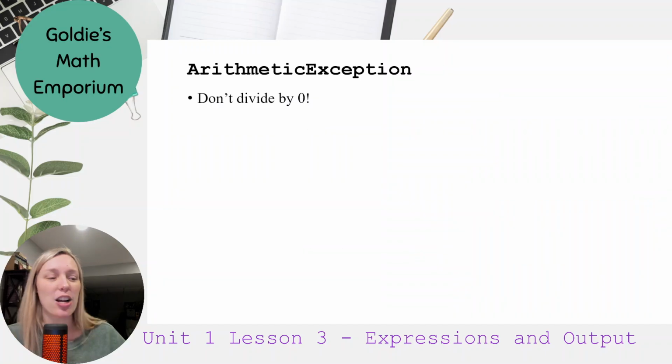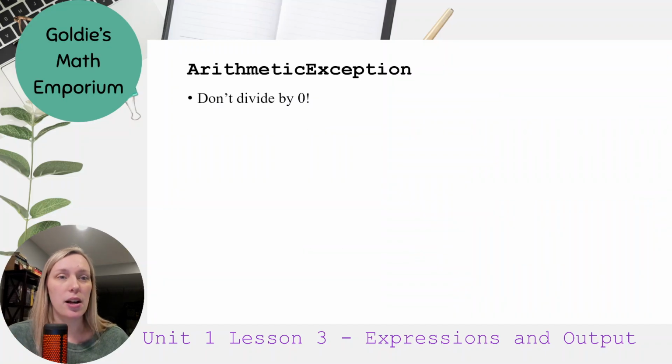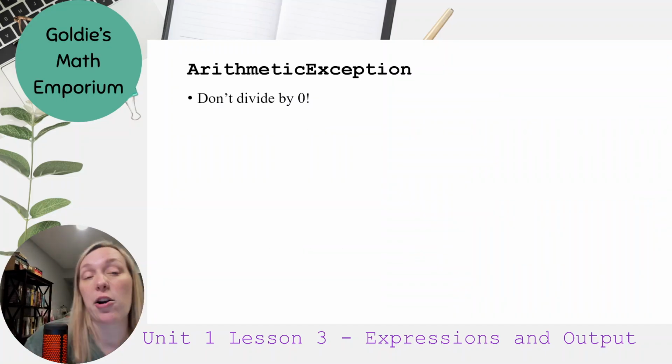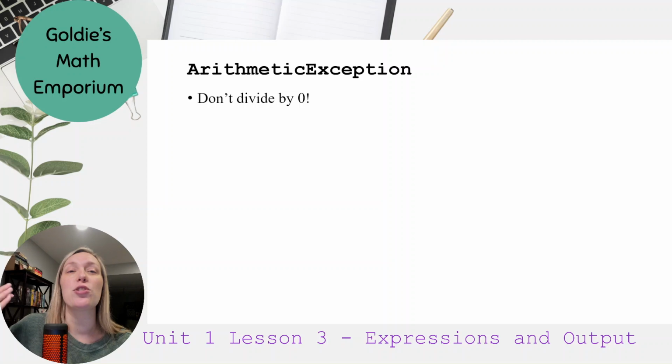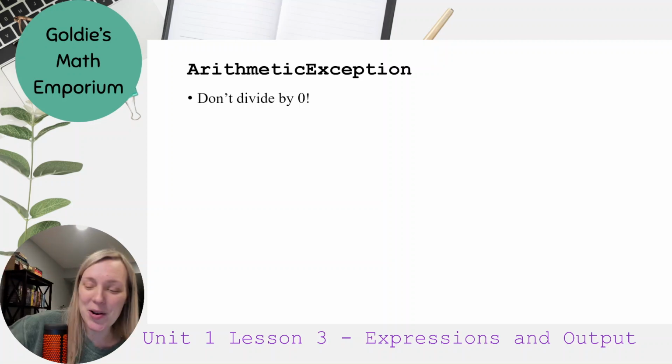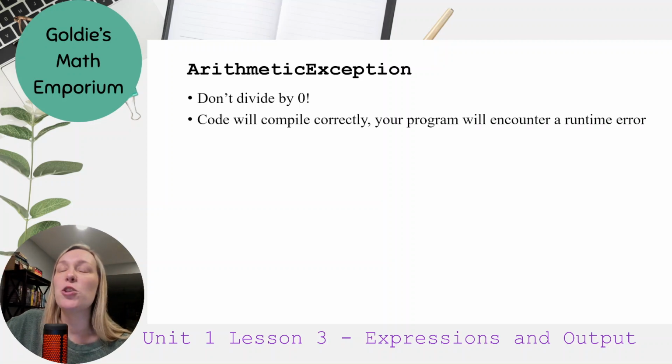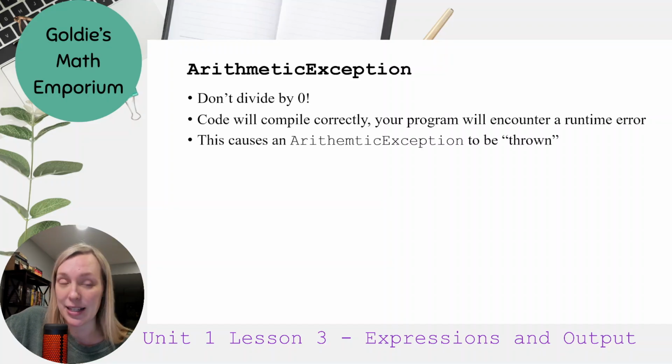Okay. Let's talk about a few things here. First is an arithmetic exception. This is a common one that happens when you divide by 0. You, as great math students, know, do not divide by 0, right? If you divide by 0 in your code, it will actually compile correctly. The compiler doesn't catch that as a syntax error. But what will happen is it'll have a runtime error.